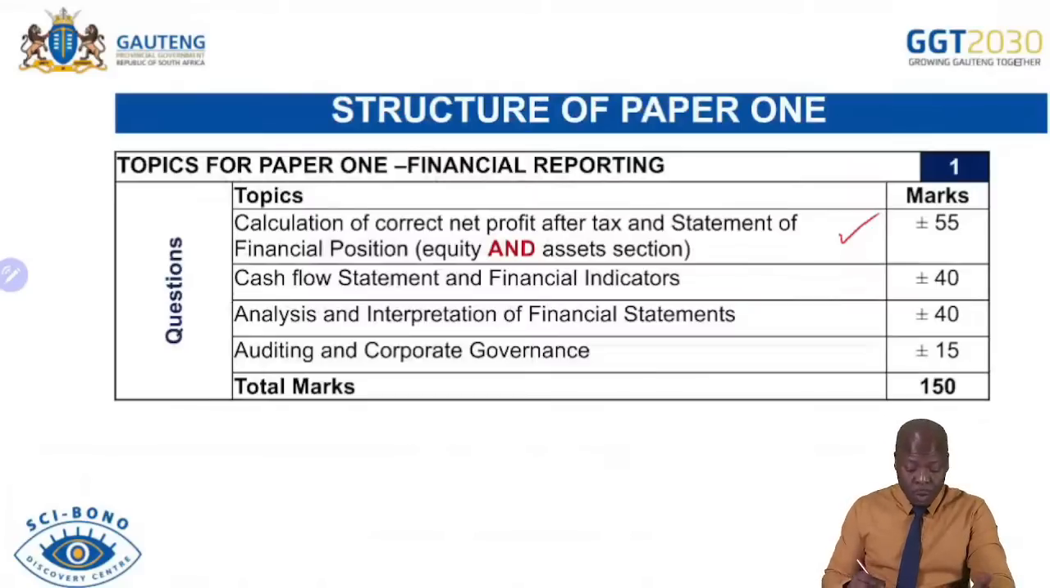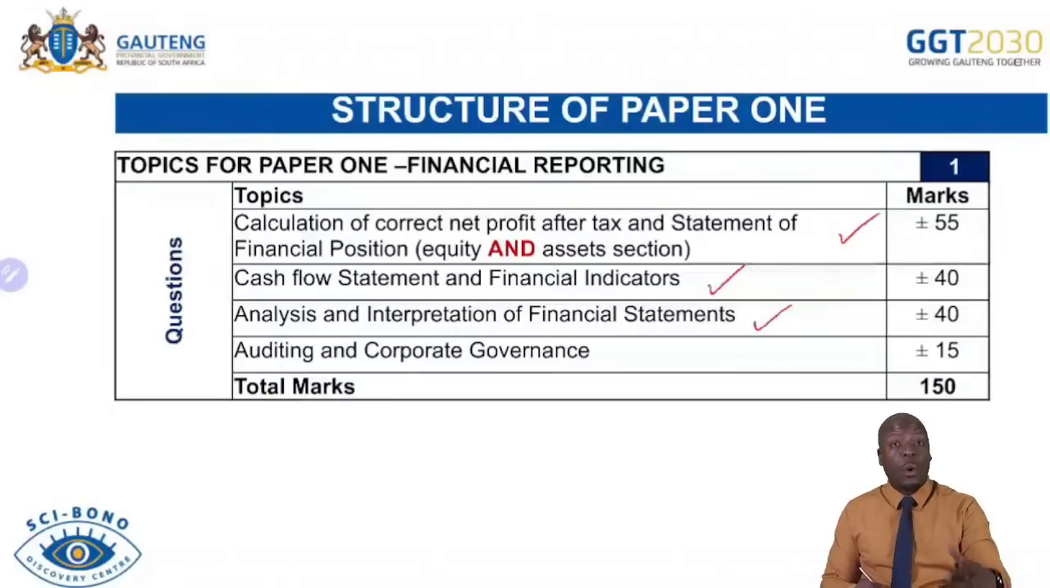But on question number 2, you would normally find your cash flow statement and financial indicators. And we're going to do that today. We're going to do some calculations that relate to the cash flow statement as well as financial indicators. Analysis and interpretation of financial statements is also of great importance, and in today's class, we're going to do analysis as well. Auditing and corporate governance, I want to encourage you to study this area because in the exam, we are likely to find questions that relate to auditing and corporate governance.